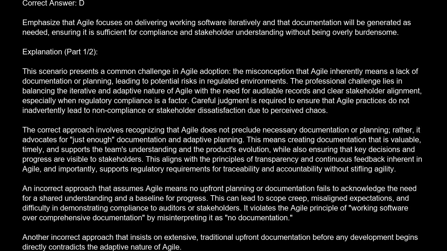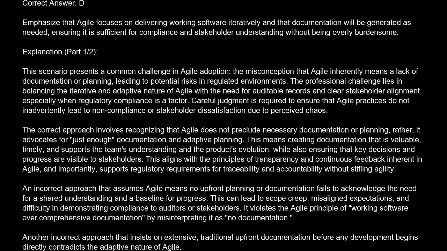This means creating documentation that is valuable, timely, and supports the team's understanding and the product's evolution, while also ensuring that key decisions and progress are visible to stakeholders. This aligns with the principles of transparency and continuous feedback inherent in Agile, and importantly, supports regulatory requirements for traceability and accountability without stifling agility.